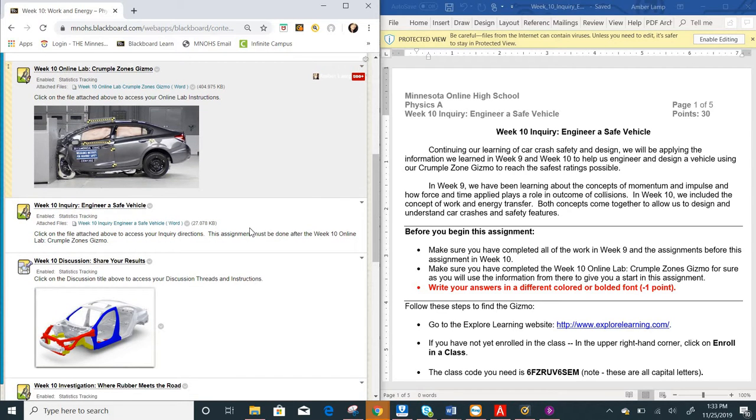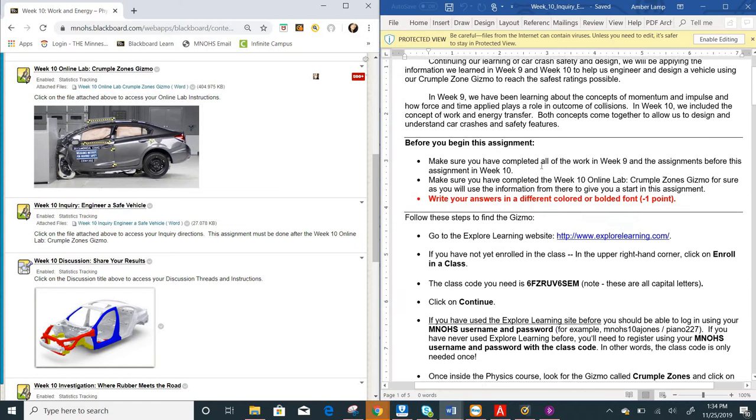Now week 10, when it comes to the inquiry assignment, which you see right here, we have to do the week 10 online lab Crumple Zone Gizmo first, because it gets you familiar with the gizmo, and it also gives you some research values and some numbers to use in your inquiry assignment. So you have to do the week 10 online lab first and make sure you complete that, because when you get into the week 10 inquiry assignment, it's going to ask you to look at your week 10 online lab for information.